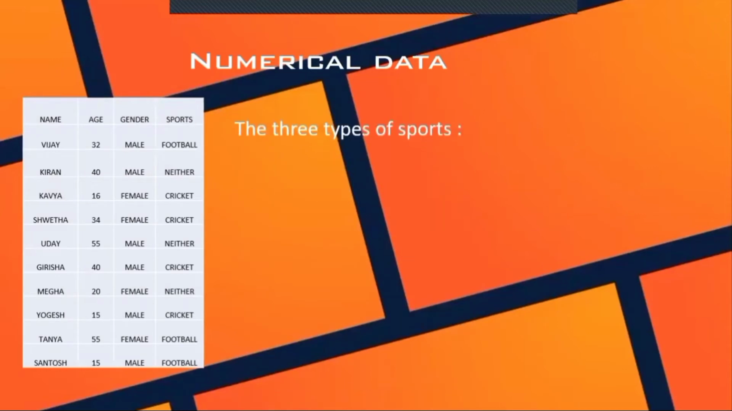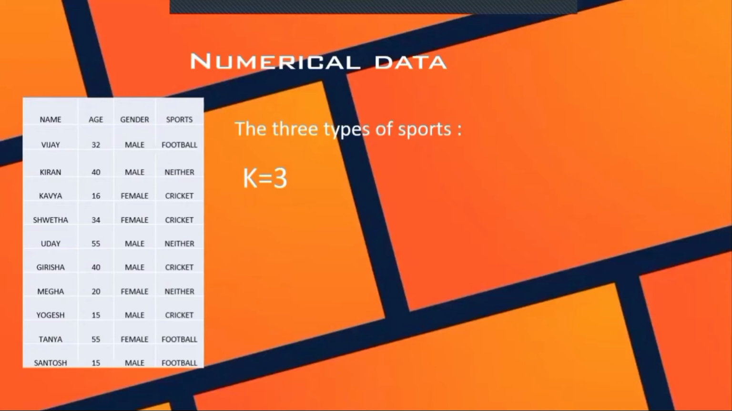So friends, there are three types of sports: football, cricket, and neither. By comparing this, I can make the k value equal to 3, because there are three kinds of sports: football, cricket, and another kind of people who like neither football nor cricket.